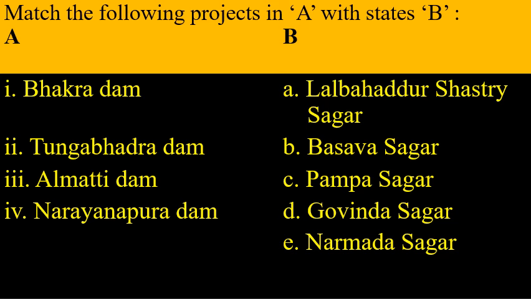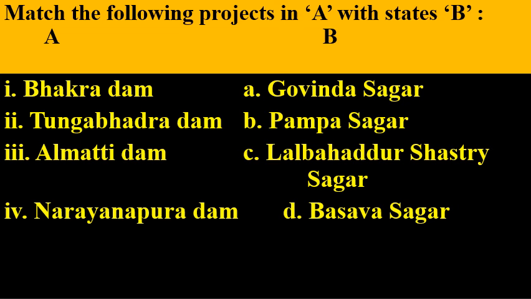Here is a map, the following for you. This is the question given in the textbook. Let us see the correct answer. Bakra Dam, there is a Govindasagar reservoir for it. Pampa Sagar is for Tungabhadra Dam. Lal Bahadur Shastri Sagar reservoir for Alamatti Dam in Bagalkot. Basava Sagar for Narayanpura Dam.